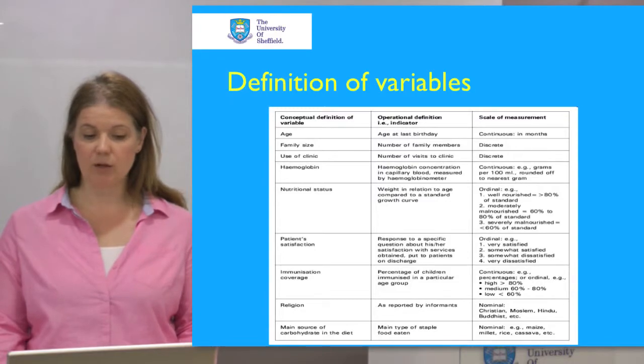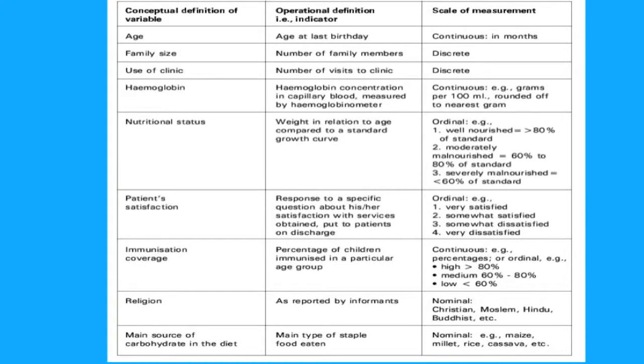This is just an example of the definition of variables that we sometimes use when we're doing different types of work with oral health quality of life. So, for example, you see on the left there the variables that we might include, so age, family size, different types of nutritional status, patient satisfaction, etc. Then we talk about how we operationalize each of those variables, and then we talk about the scale of measurement. So, for example, age, we're interested in age at the last birthday, and we'd ask them to just report their age as a whole number or in months. So we have a very clearly worked out plan of all of our measures, how we're going to measure them, and then we'd include that within the appendix.